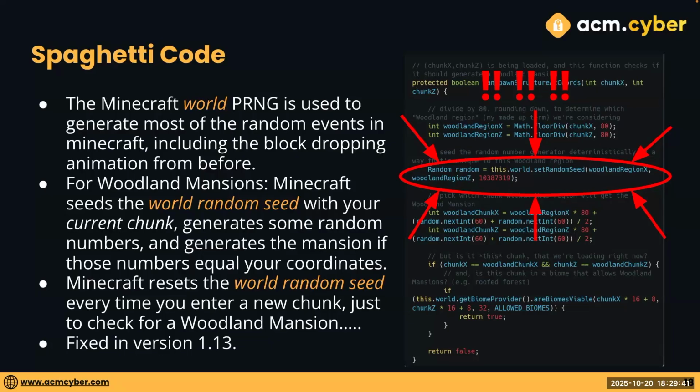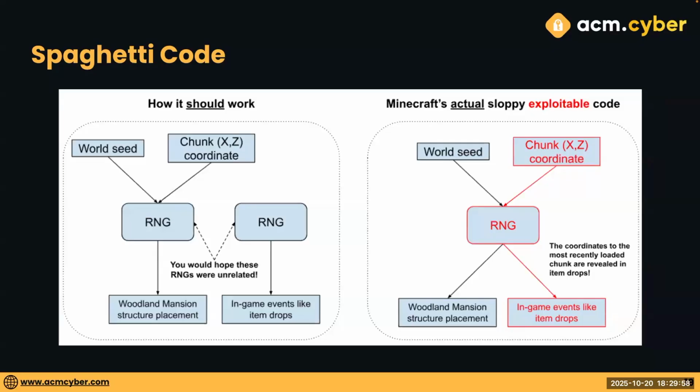This is like pretty terrible coding, because what's supposed to happen is that you use different RNGs for generating these woodland mansions versus an animation in Minecraft that anyone else on the server can see. So this code is pretty bad, and it was fixed in version 1.13. Basically, what was happening is that the RNG was being shared between placing woodland mansions and dropping items. And every time someone visits a new chunk, it's being reseeded. What should be happening is that there are two independent RNGs where one is being reseeded to decide where to put woodland mansions, but there's a separate one that generates all the in-game events that everyone else can see.